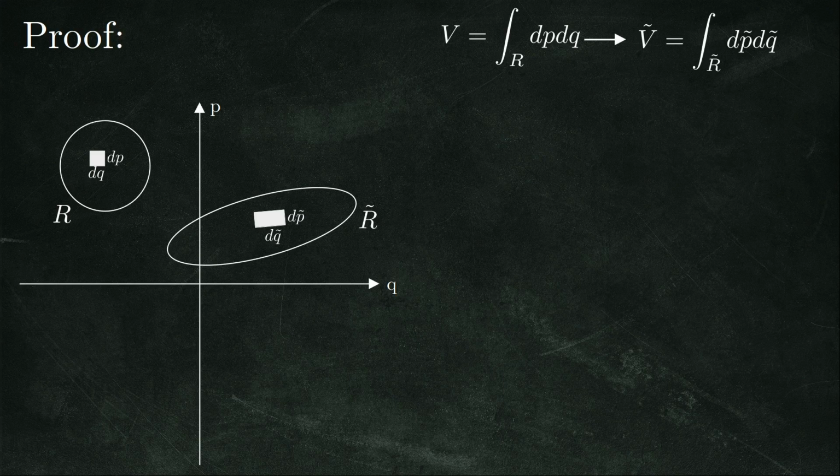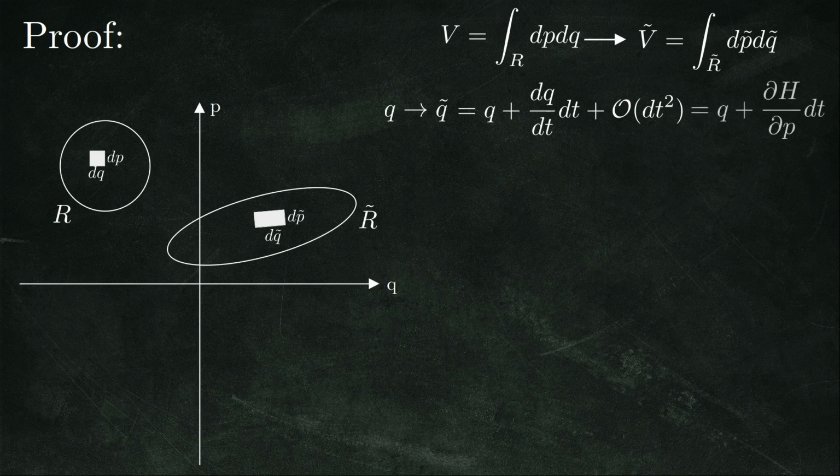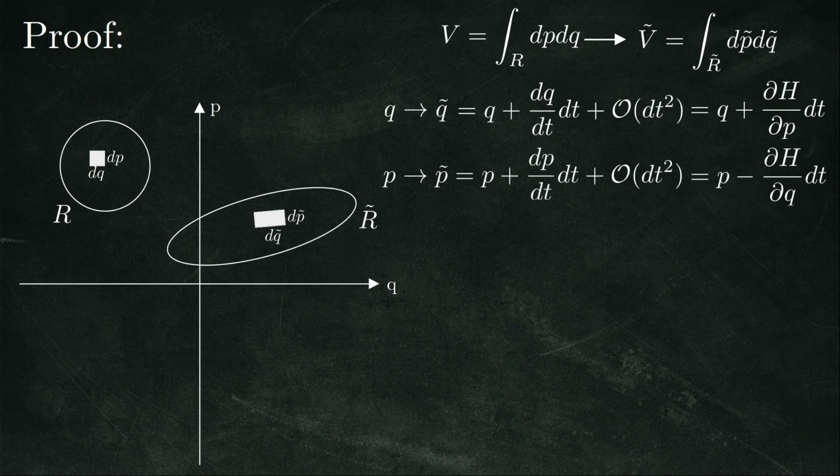In order to relate the two coordinates, we can write one in terms of the other. So we know that q evolves to q tilde. We can expand this in terms of the time, dt, and we're just going to expand to first order. So q tilde is equal to q plus dq by dt dt plus higher order terms that we're going to ignore. And we can rewrite dq by dt using Hamilton's equations. Similarly, we can rewrite p in the same way in terms of Hamilton's equations.